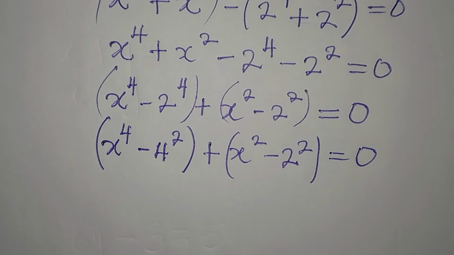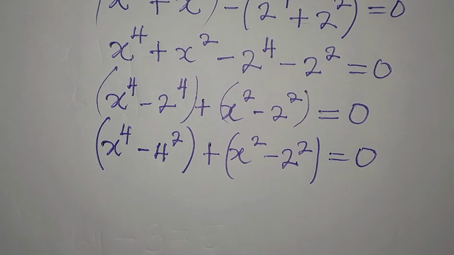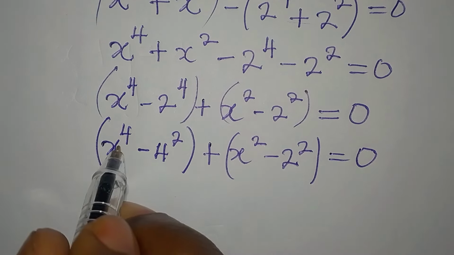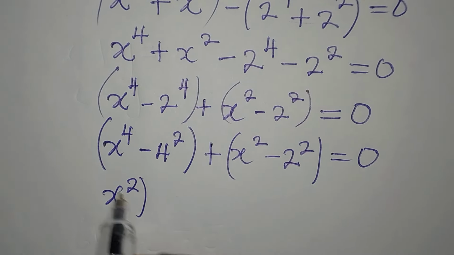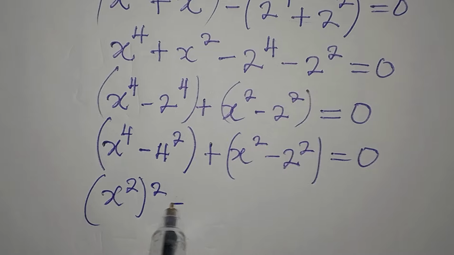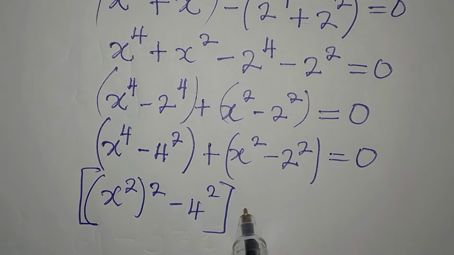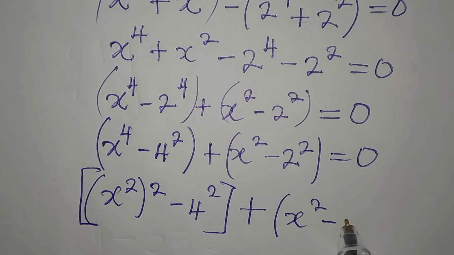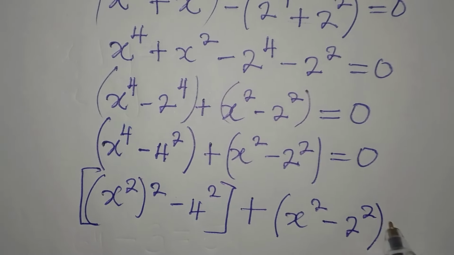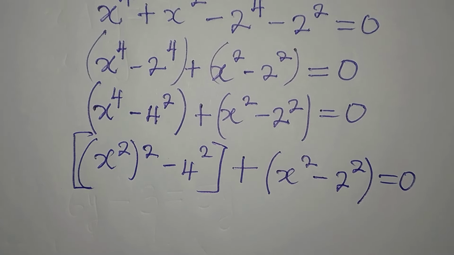Now, what should we do from here? We're going to open this very quickly. Okay, to do this, we apply difference of two squares. But before then, I will still break this down: x squared, squared, minus 4 squared, plus x squared minus 2 squared equals 0. I believe this is understandable, right?